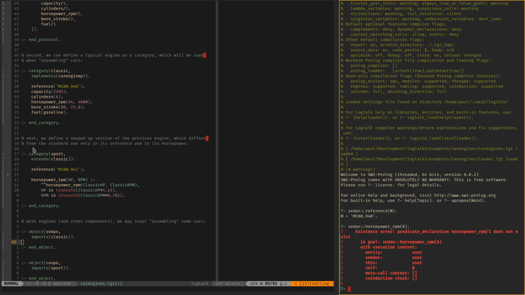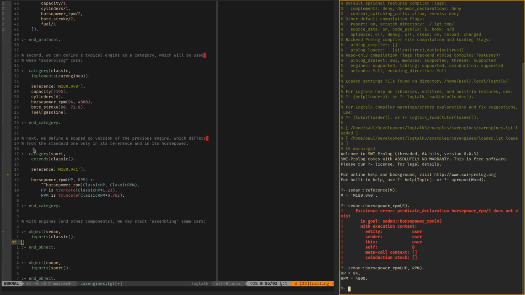Predicate declaration: horsepower RPM does not exist. Have I spelt it wrong? Sedan horsepower RPM should exist unless I'm missing something obvious. Yes, I am. It's arity 2 and not arity 1, right? Because there's the horsepower and then there's the RPM. Oof, scared me for a second there. Alright, I thought it should work. So sedan is working as expected. It's just returning those values.